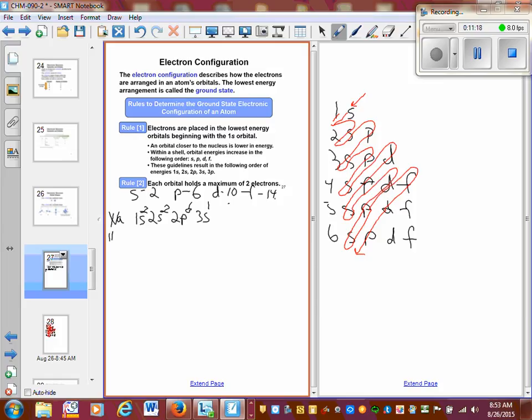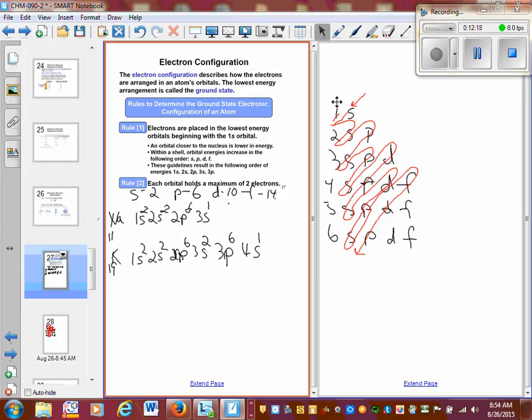What's the element right underneath sodium? Potassium. How many electrons? 19. Let's do this one. 1s, 2 electrons. 2s, 2 electrons. 2p, 6 electrons. 3s, 2. 3p6. What's next after 3p? 4s. 4s1. All right.